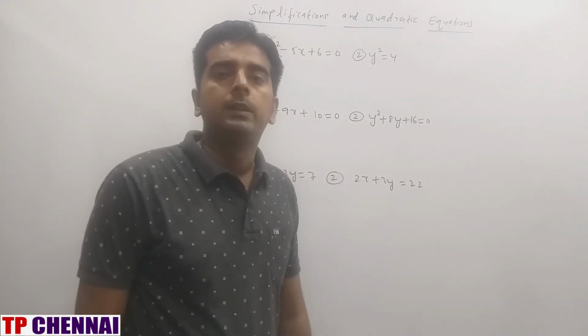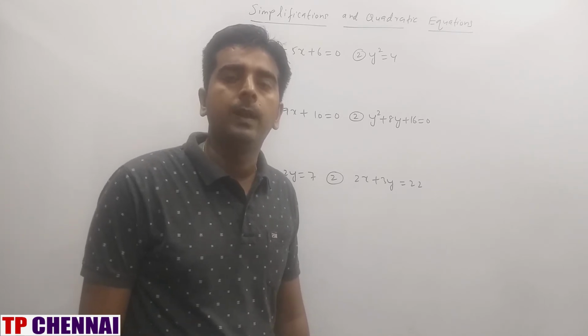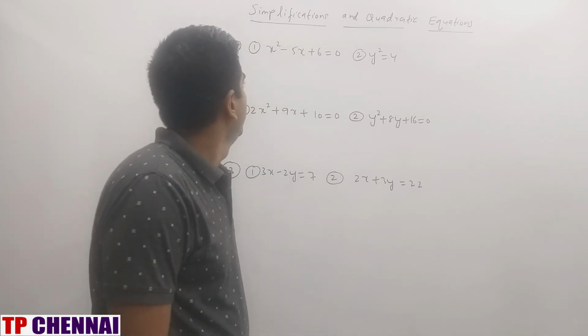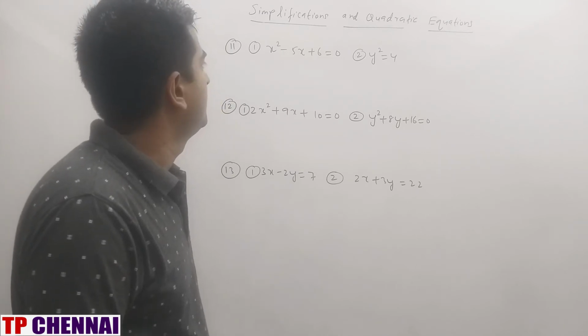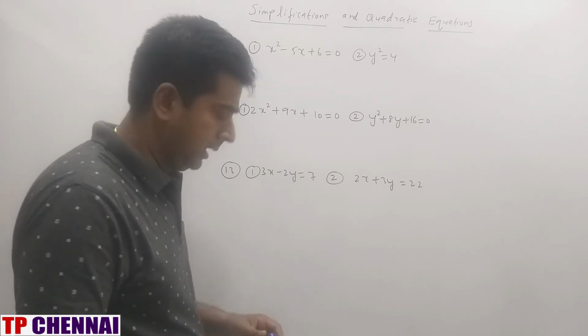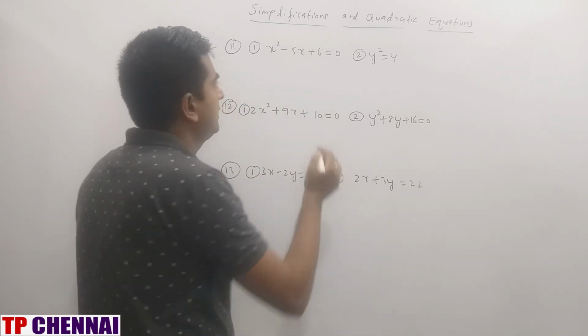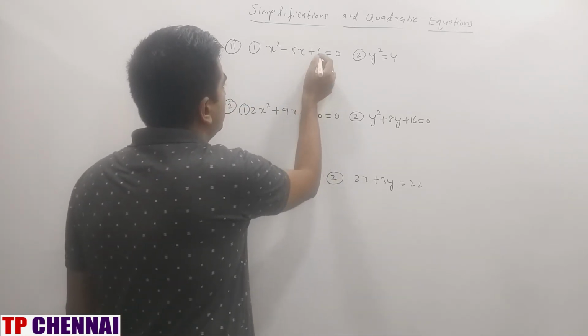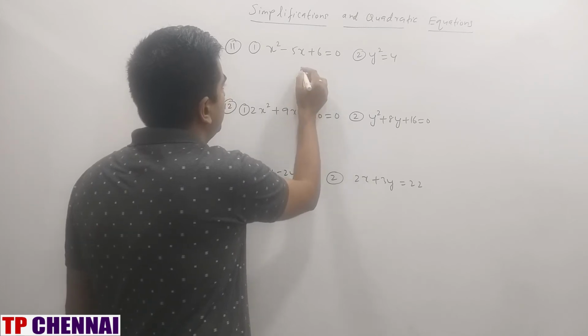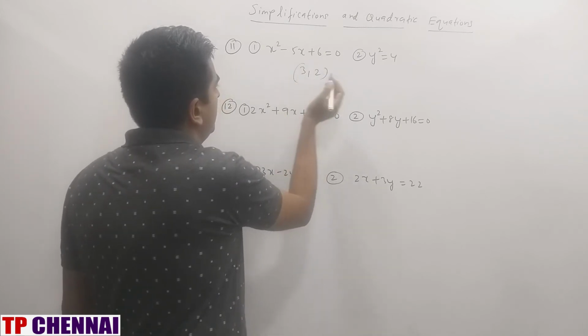So I hope you are clear with simplification. Now we will see 5 quadratic equations. So first one, x square minus 5x plus 6 is equal to 0, y square is equal to 4. So here the signs are minus minus, so roots will be plus plus. So this will be how much? 3 into 2 is 6, 3 plus 2 is 5. So my answer is 3 and 2, right, for x value.